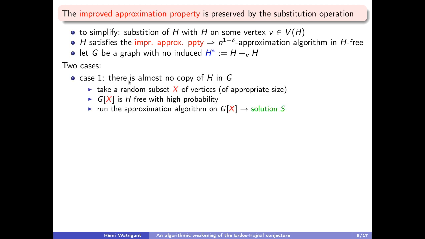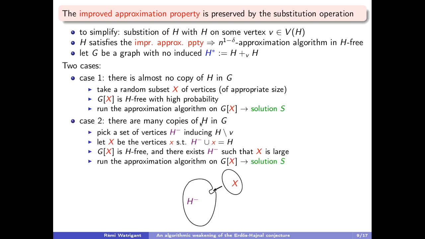So two cases. First, there is almost no copy of H in G. I won't get into the detail of what almost no copy means, but this is just to get the idea. If there's almost no copy of H in G, what we do is take a random subset X of vertices of the right size, and with high probability G of X is H-free. And if it's H-free, since H satisfies the improved approximation property, we run the approximation algorithm on this subgraph induced by X, and we get a solution.